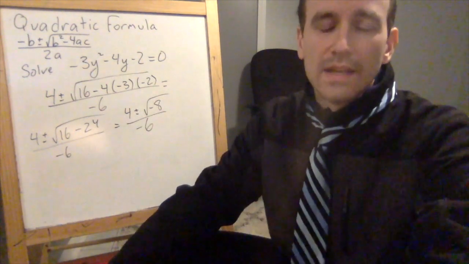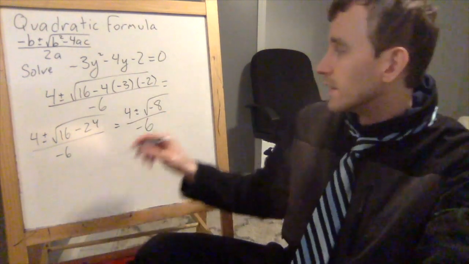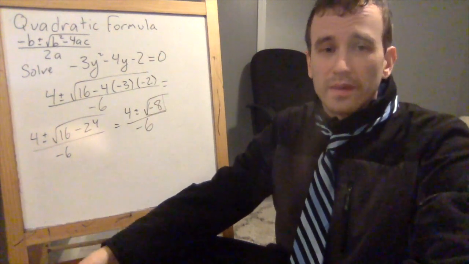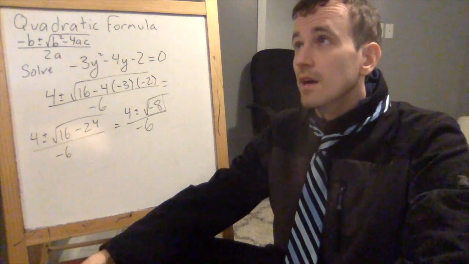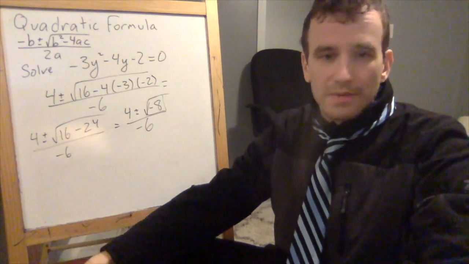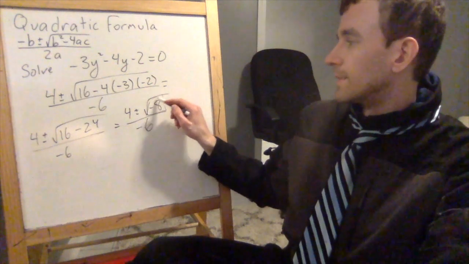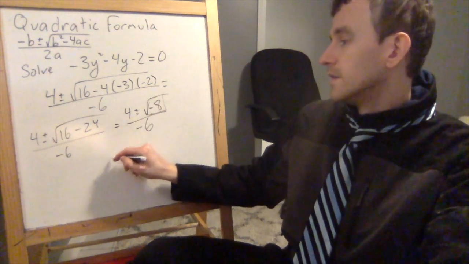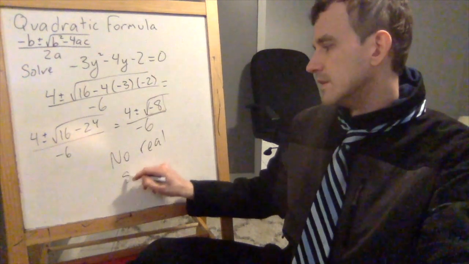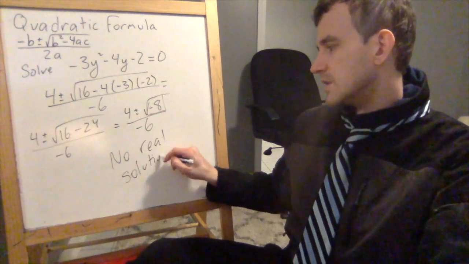Now, looking at this, something happened that didn't happen before. We've got a negative underneath our radical. We can't take the square root of a negative and get a real number. You can get imaginary numbers, but we haven't talked about those yet. So if you ever wind up getting a negative under the radical here, you just say there is no real solution.